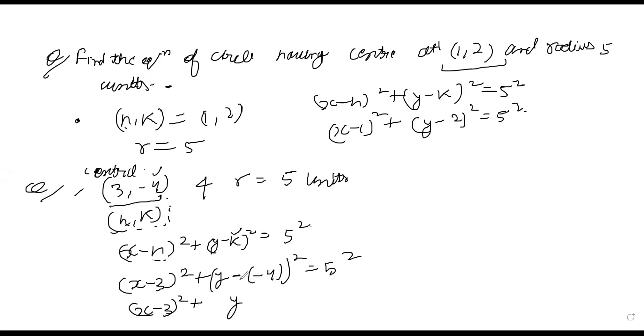Now what will it become? Minus and minus plus will form plus. So 4 square is equal to 5 square. Take care of this. Okay, note it down.